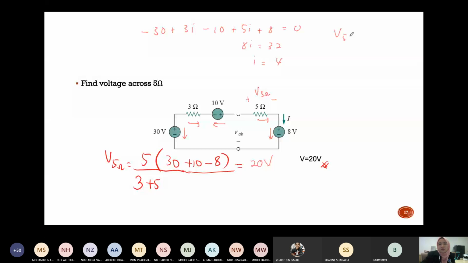Then you can find V5 ohm. So V5 ohm is 5i. So 5 multiplied with 4, you will get 20 volt. Okay, so it is the same. This is using KVL, this is using voltage divider.